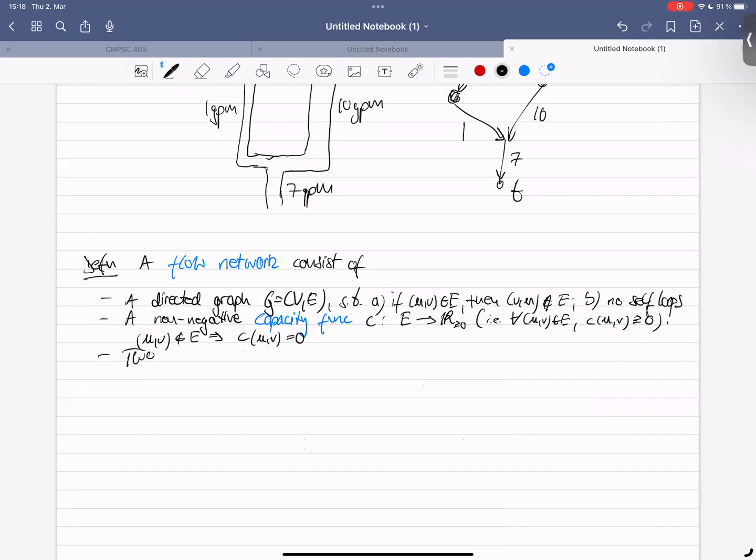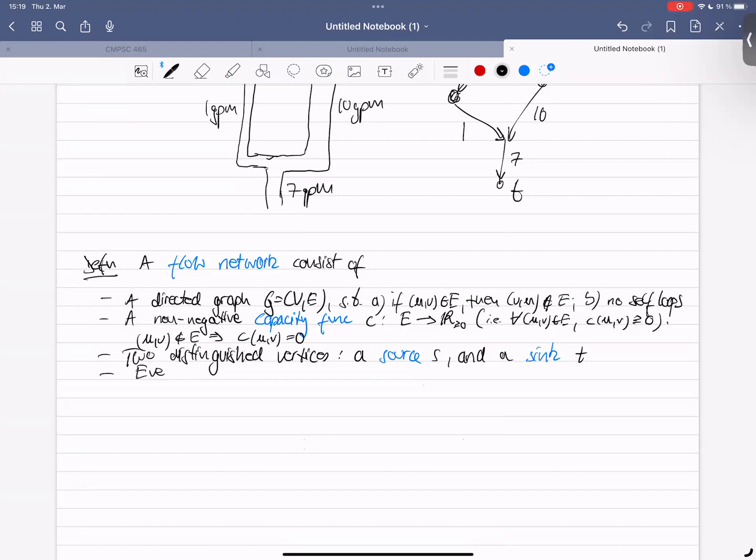So we need two distinguished vertices. Namely, a so-called source, S, and a so-called sink, that we typically denote by T in this context. And on top of that, to have meaningful networks, we also assume that every vertex will lie on a path from S to T. So we can reach any vertex from the source and you can continue transporting flow from that vertex to the sink, which makes sense by the way we motivated this problem.